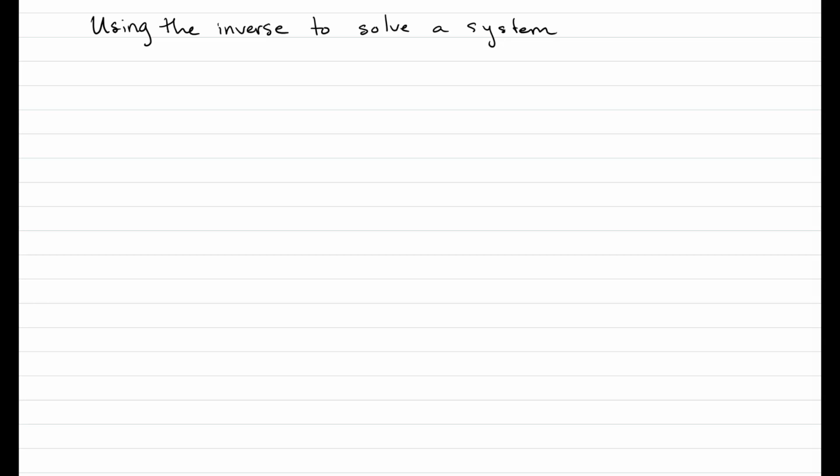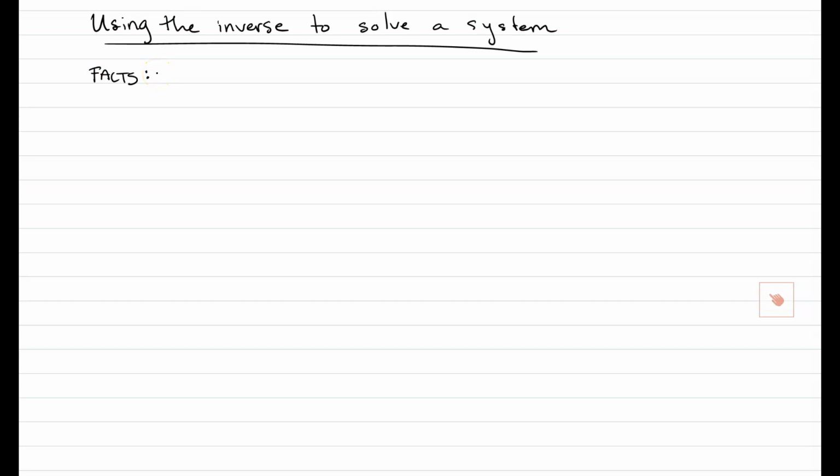In the last two videos, we've talked about how to find the inverse of a matrix, either a 2 by 2 matrix or a larger matrix where we have to go through a Gauss-Jordan kind of process. In this video, I want to talk about how to use the inverse of a matrix to solve a linear system. So here's a couple of quick facts about using matrices to solve a linear system.